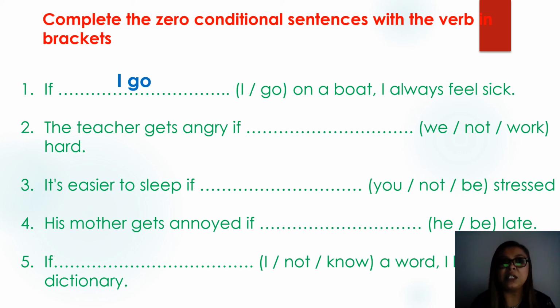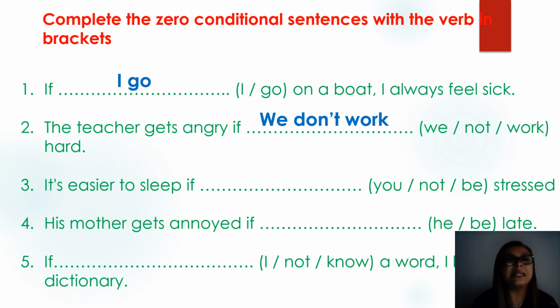The second one, the teacher gets angry if, and here we need to make a negative sentence in simple present. We don't work hard. The teacher gets angry if we don't work hard. What's easy of this? ¿Qué es lo fácil de esto? So that you don't have to pay attention on the tense because you must know that the tense will be always in present. Que aquí no tienen que prestar muchísima atención en el tiempo verbal porque saben que el cero condicional va a manejar siempre el presente simple.